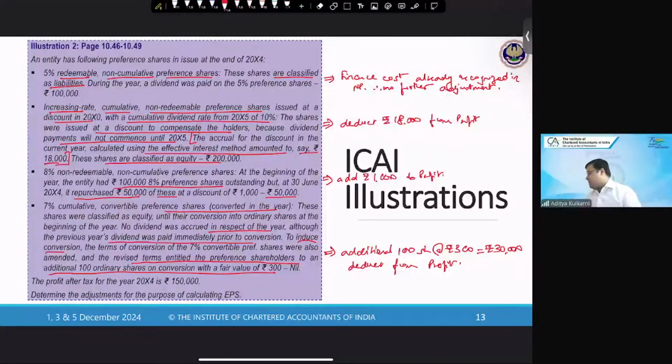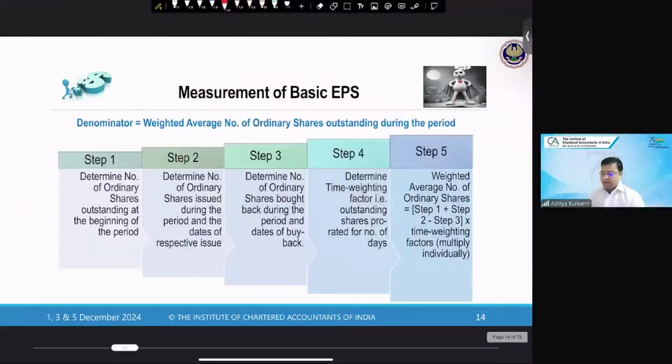The profit after tax for the year is 1,50,000. So therefore, what will be the adjustments? 1,50,000 minus 18,000 plus 1,000 minus 30,000. So this comes to 1,03,000. Are you able to follow? Yes, sir. Fine. So that is done.